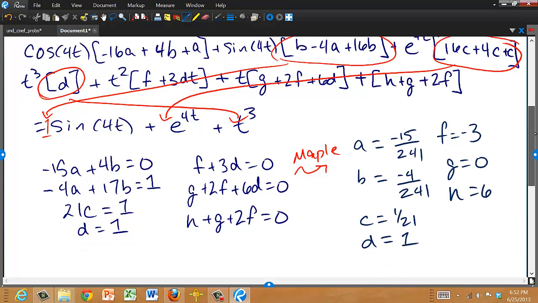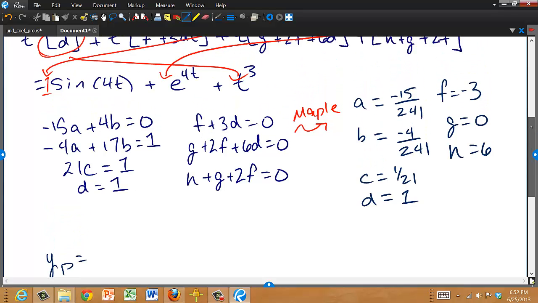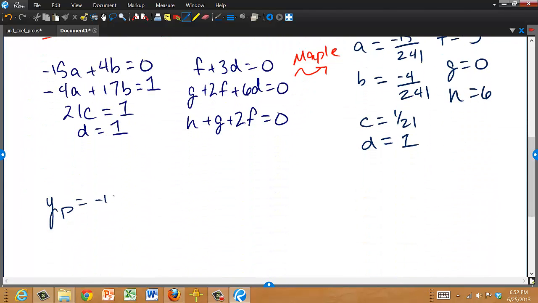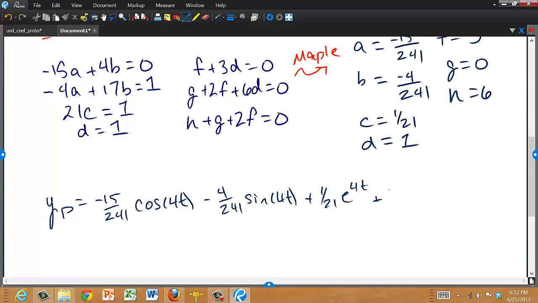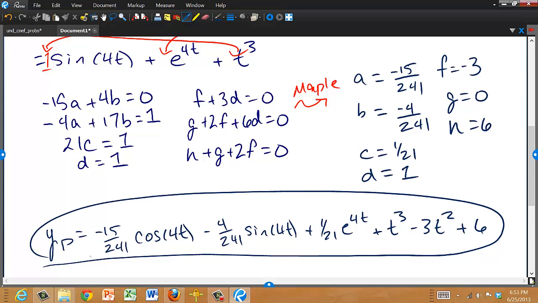If you plug those coefficients back in, you get one solution to the ODE. Let me just check, a was the coefficient of cosine, so yp equals negative 15 over 241 cosine 4t minus 4 over 241 sine 4t plus 1 over 21 e to the 4t plus t cubed minus 3t squared, no t term, plus 6. And there you have one solution to the ODE.